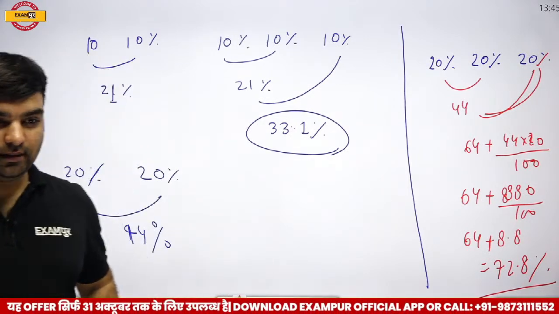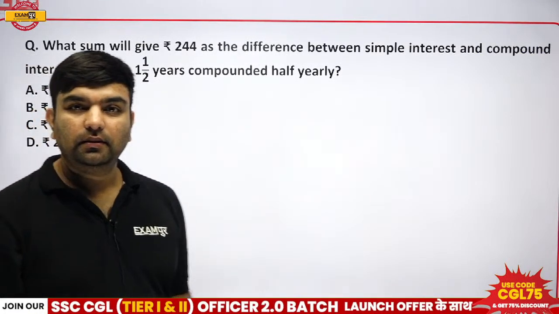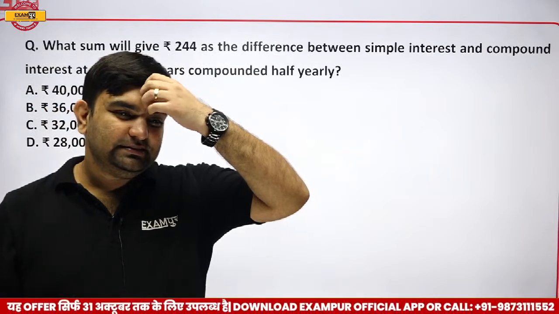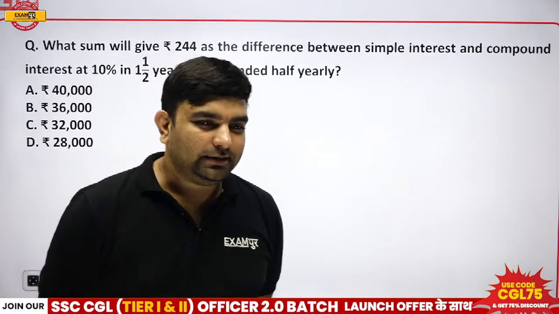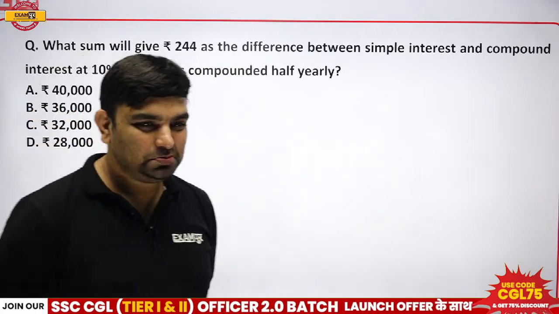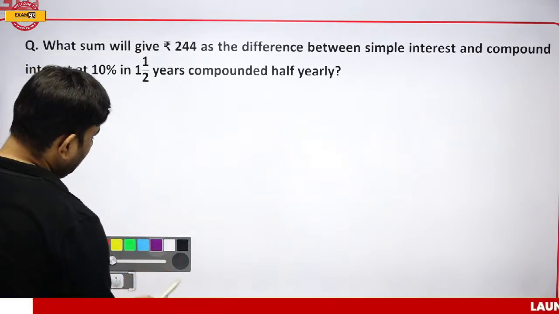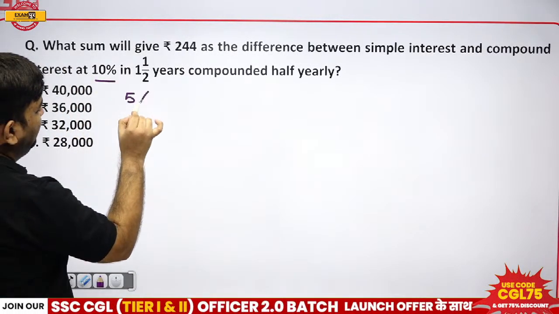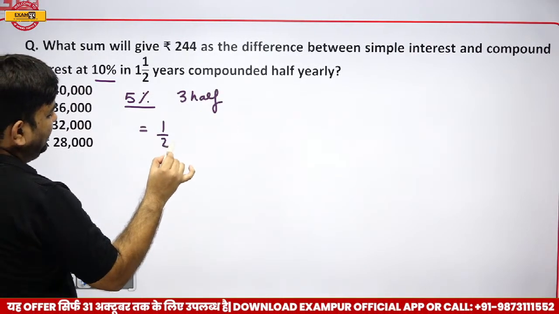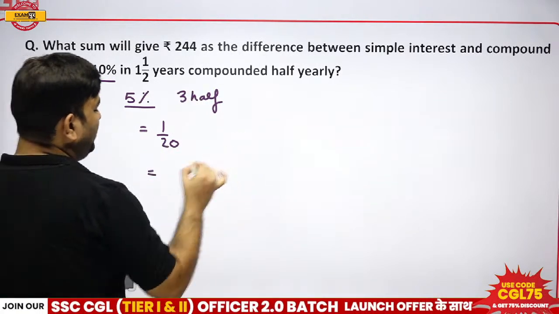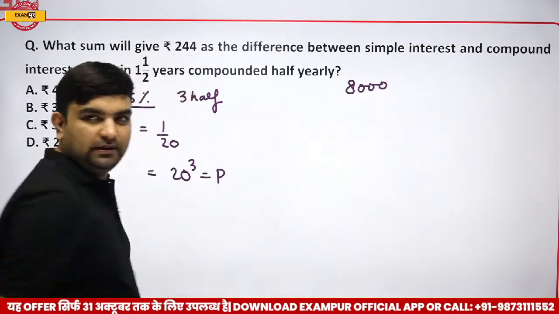72.8%, my dear Vinod. Okay, that tree method. Yeah, tree method, I can also do it by tree. Since you got to know that 5% is the rate and 3 half yearlies are there, 5% is 1 by 20 and 3, so 20 cube. Assume 20 cube, that is 8,000, as the principal. Tree method.